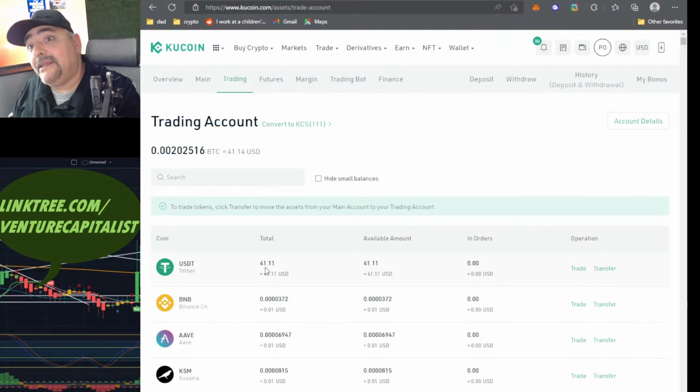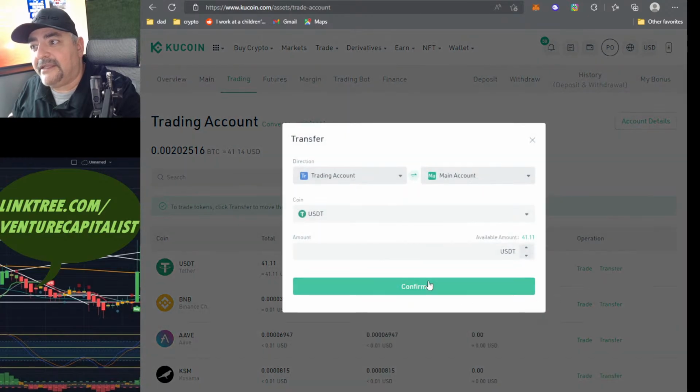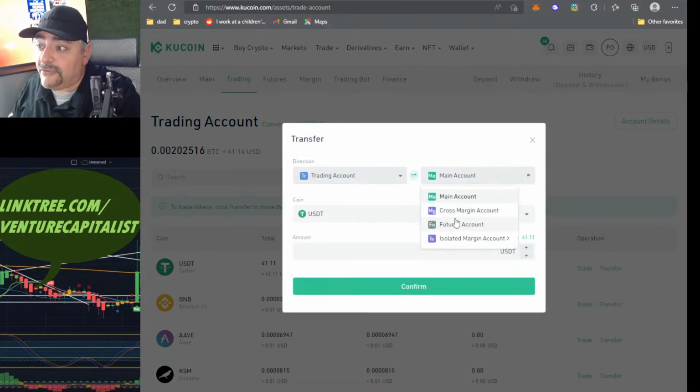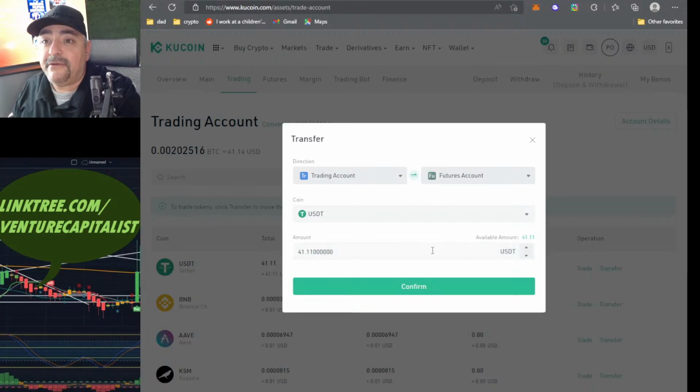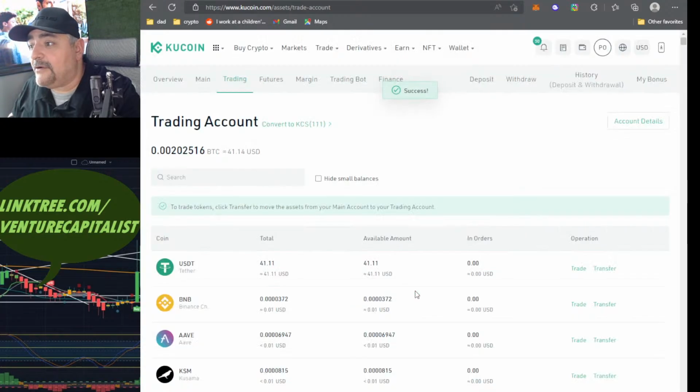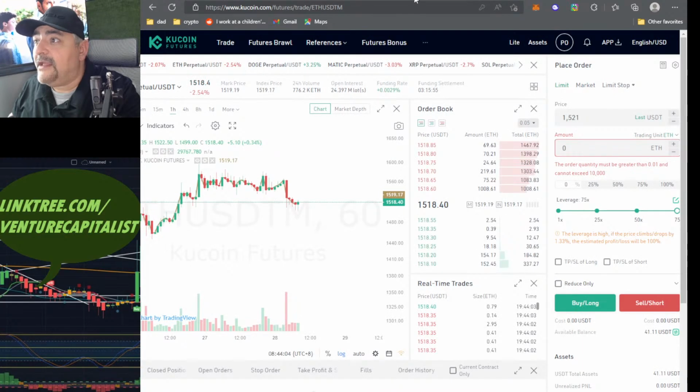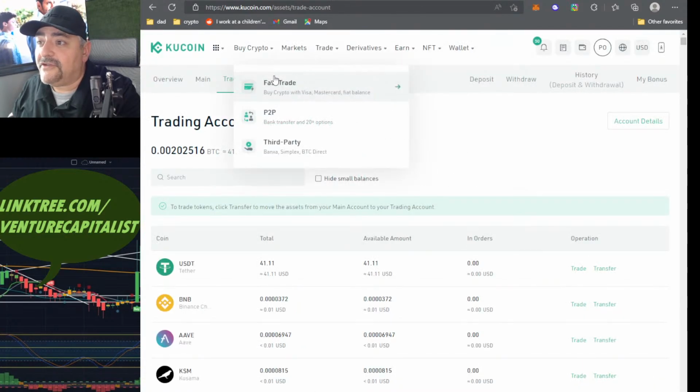And now we need to get it over to the futures account, which is simply going over here to the right, clicking transfer. You see trading account. We want it to go to the futures account. Now we hit the available amount that we're sending, and we hit confirm. And at that point, that will send it over to our futures account. And when you go to your futures account, it's going to look just like this.